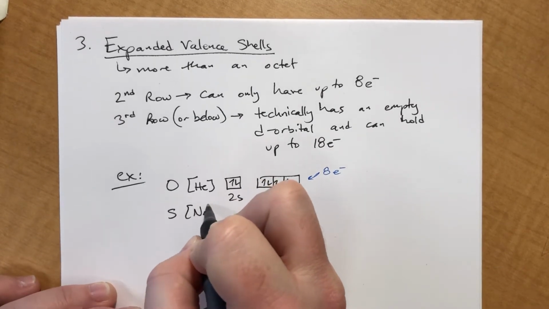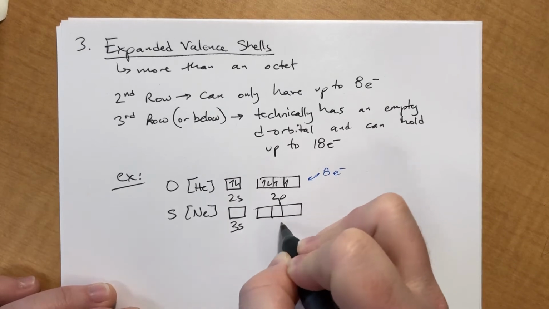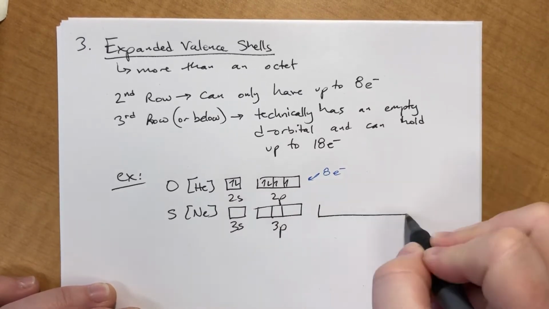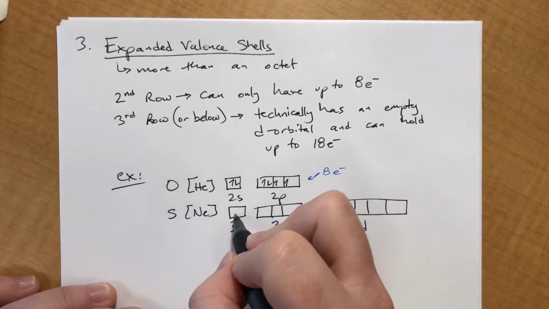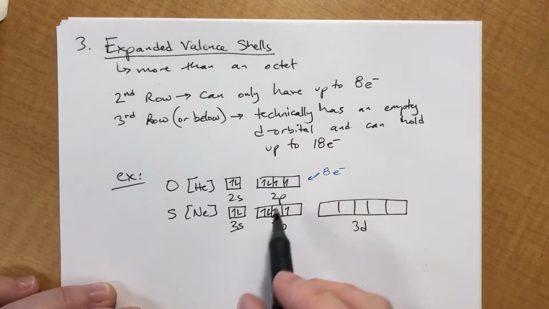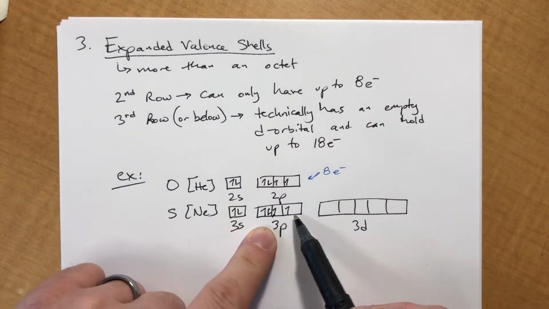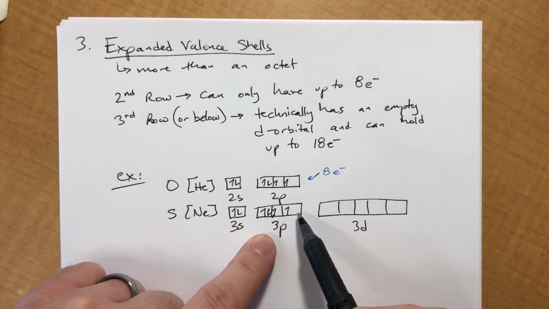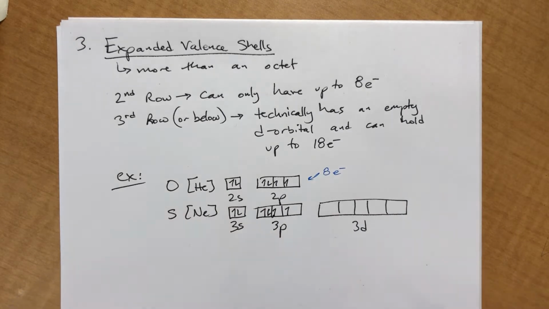Sulfur is the same thing, just down a row. We never draw this, but technically the d orbital is available for use. So we expect the same answer. Sulfur would happily form a -2 charge, it would happily bond to two things, but it is entirely possible to shove way more electrons in there and actually have it have more than an octet. It's actually completely okay with that.